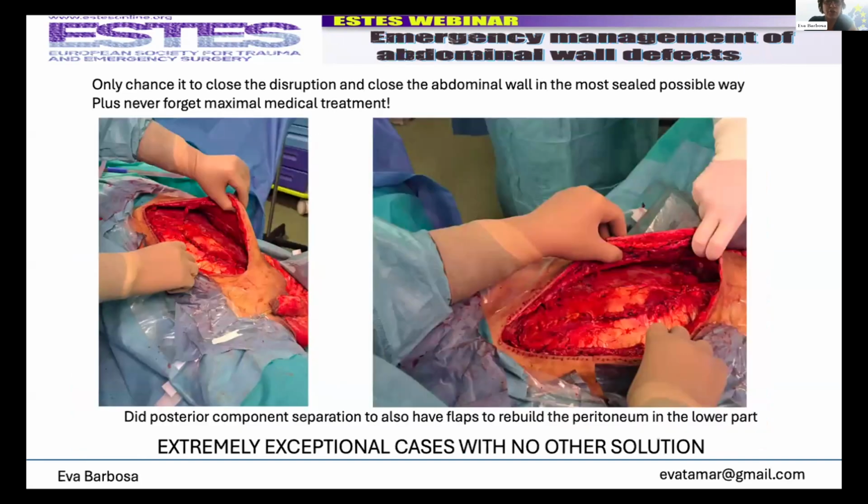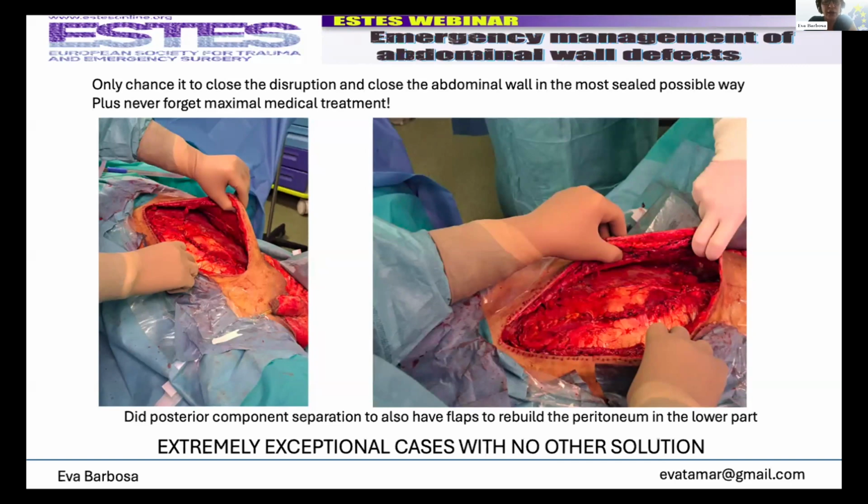So the only chance, you cannot wait to start traction and wait patiently because this patient is going to die soon. So the only chance was to close the disruption and close the abdominal wall in the most sealed way possible because he has ascites and is a very sick patient. And I always say, do not do component separation in open abdomen, and I mean it, but this was a special patient. We had to do something.